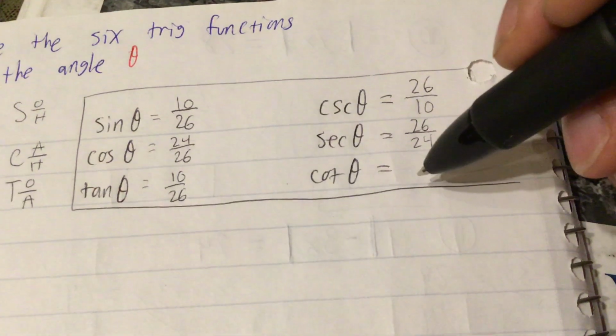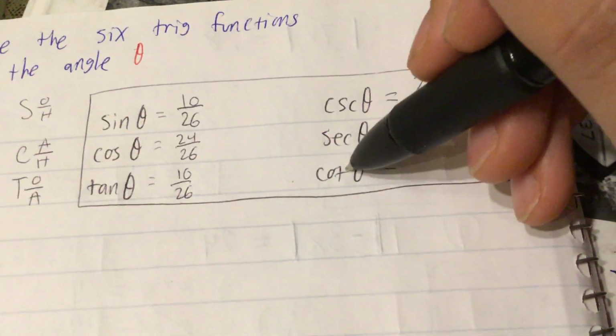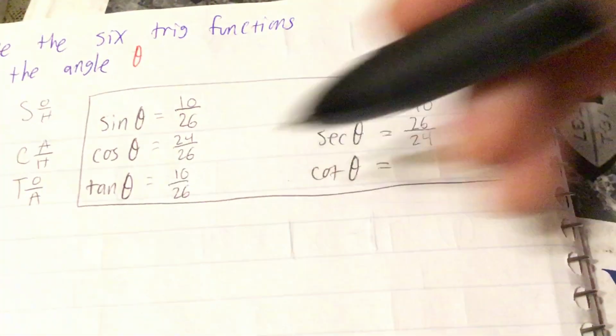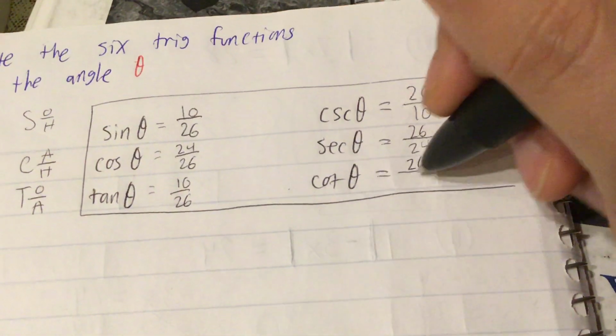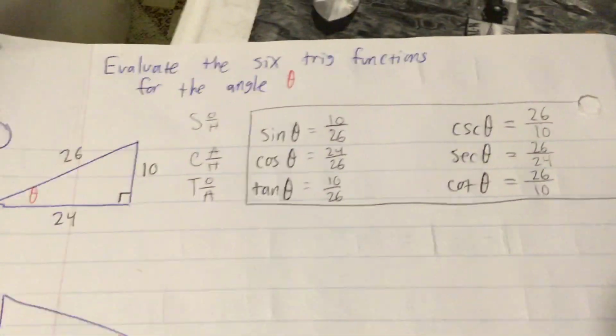And finally, the tangent is 10/26. So what is the reciprocal of the tangent ratio? In this case, the cotangent. So what's the cotangent of angle theta? There we go.